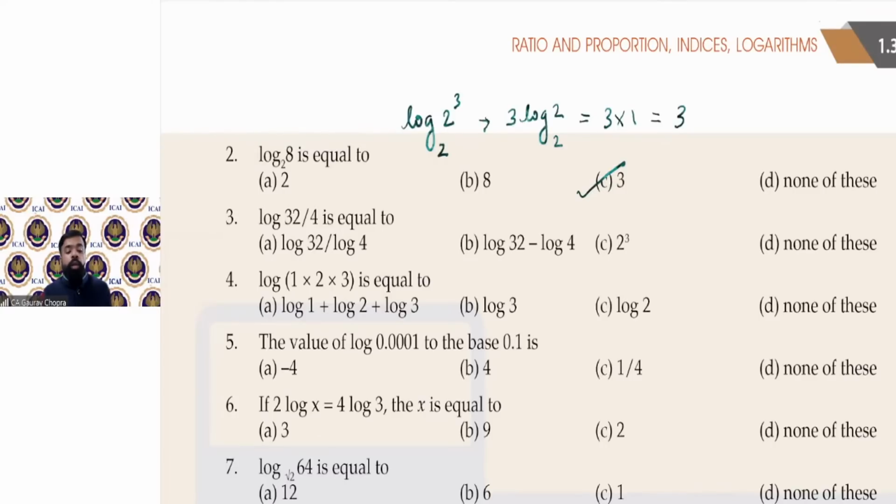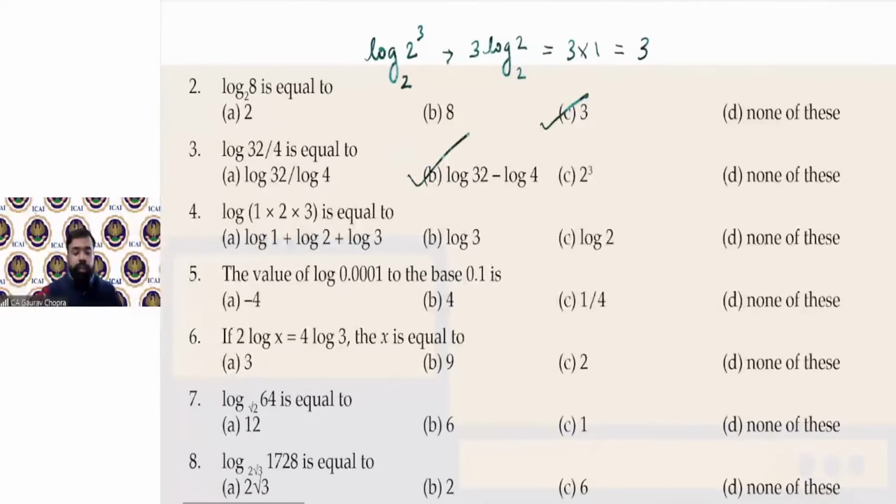Log 32 upon log 4 is equal to how much? So log 32 upon 4. So log m upon n, you have to write as log m minus log of n. So option number B is correct. Log 32 minus log of 4. B is the correct answer.